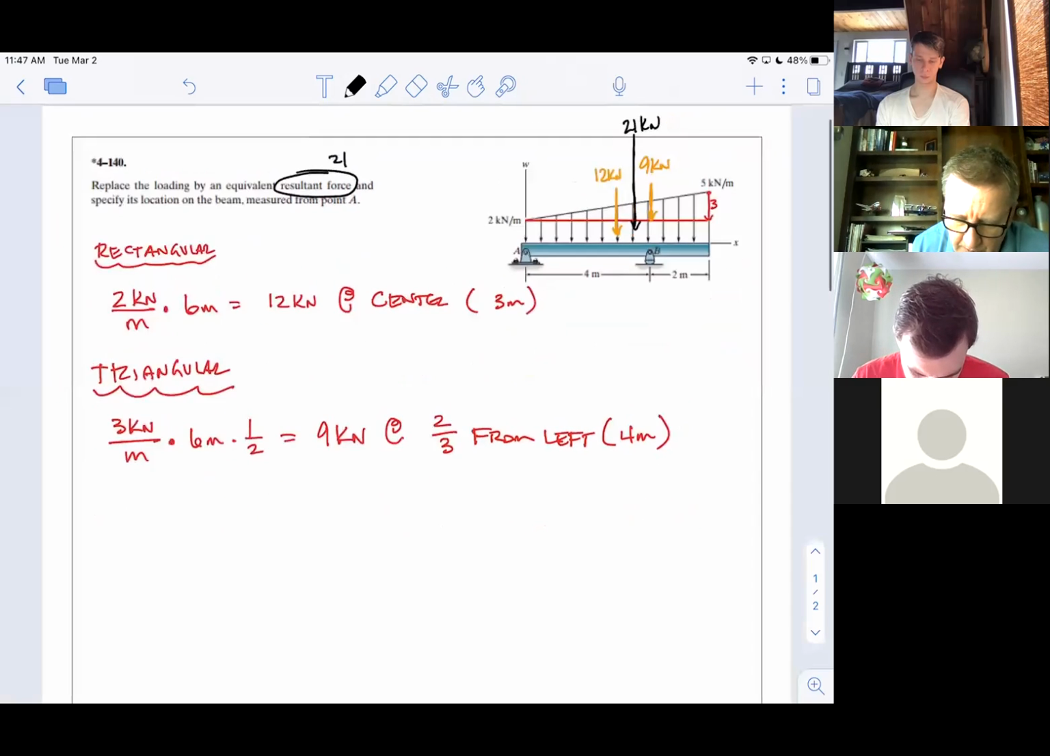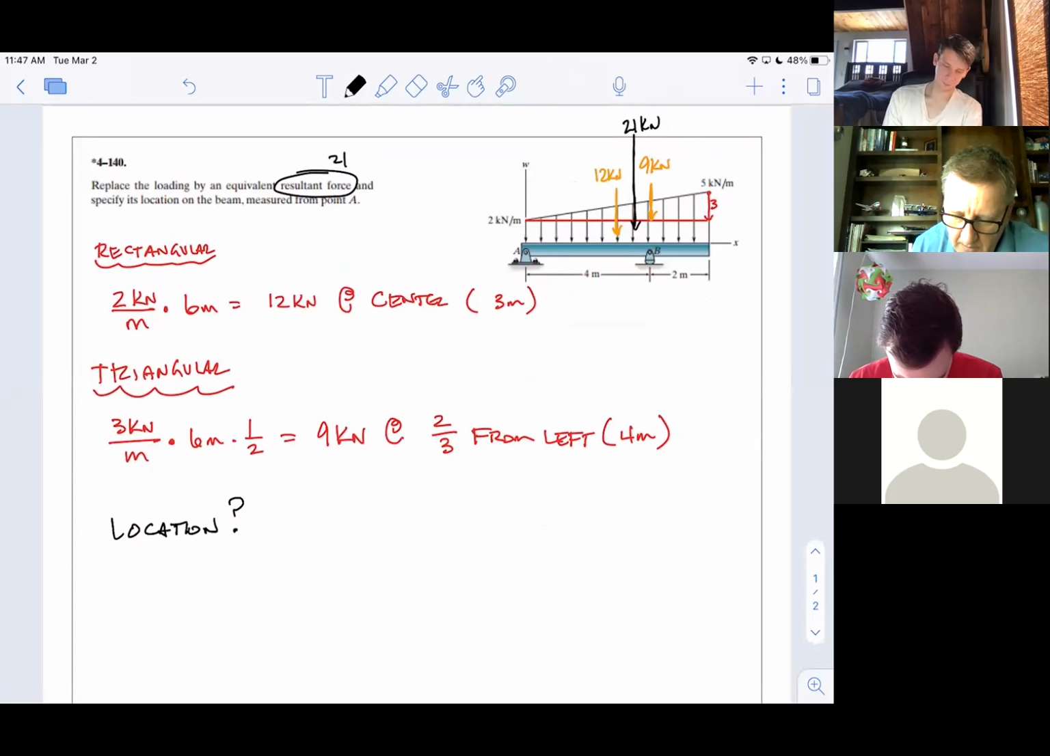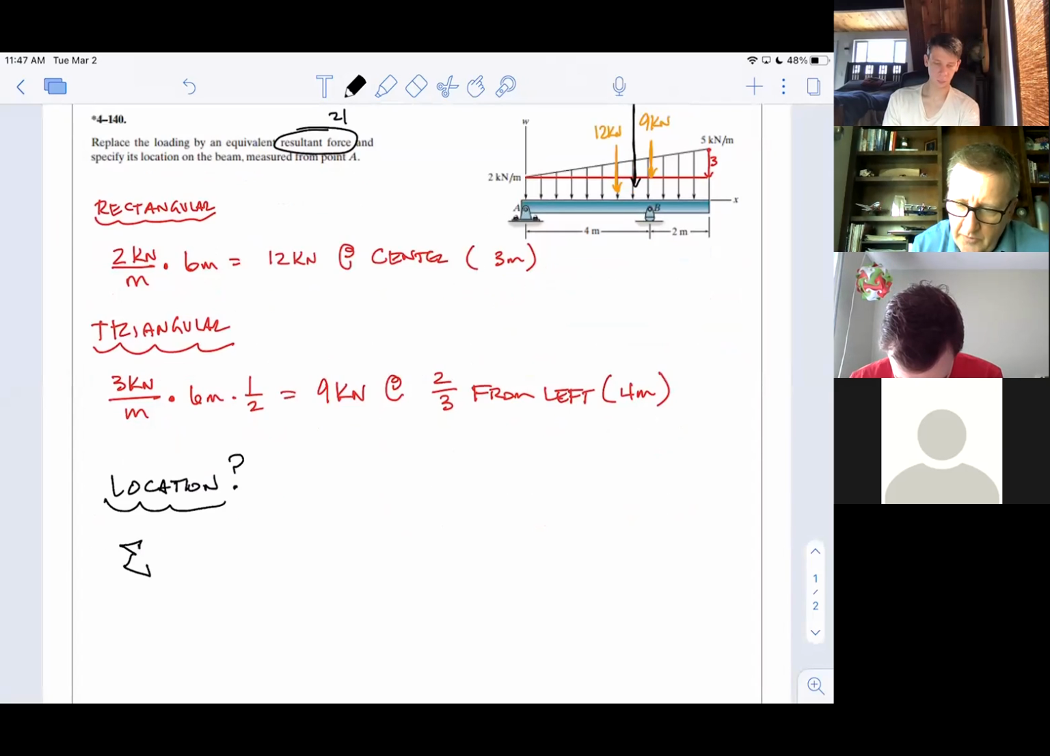So location. Well, if I did the sum of the moments around A, actually I'm going to do this with colors. Now let's do it this way. The sum of the moments around A.